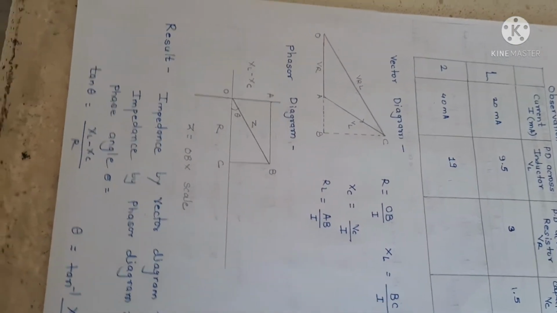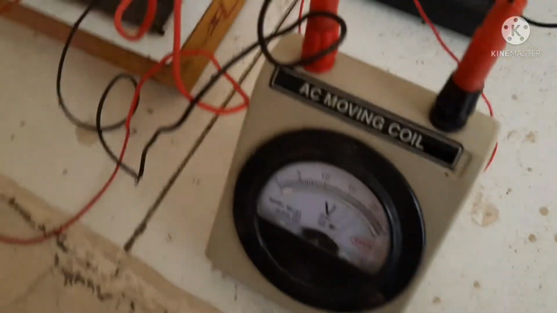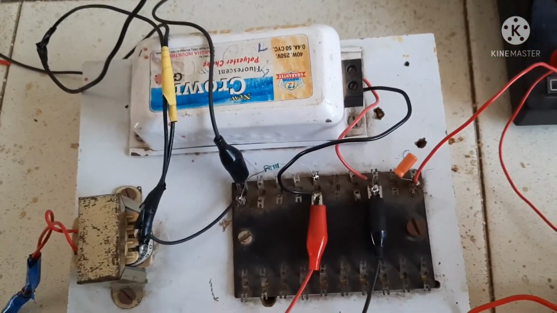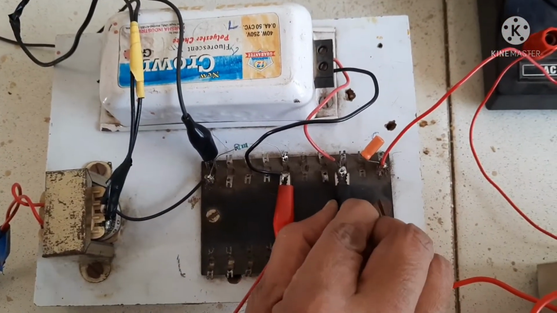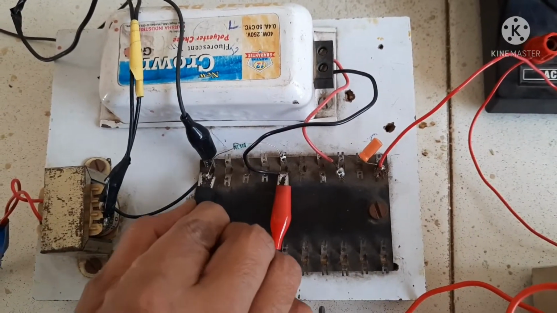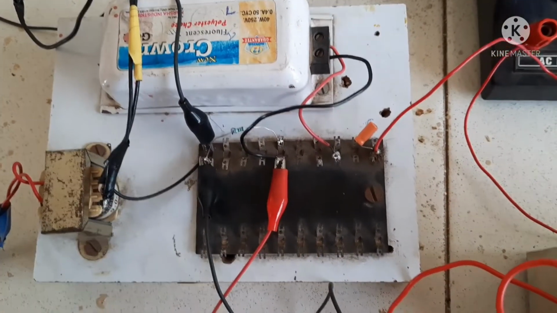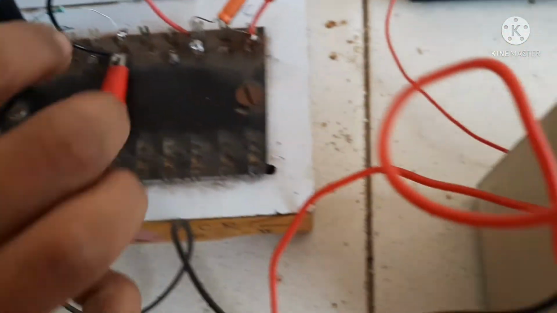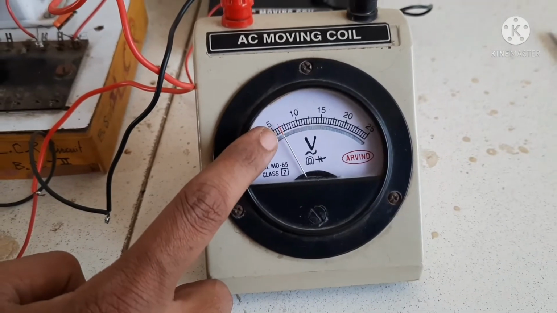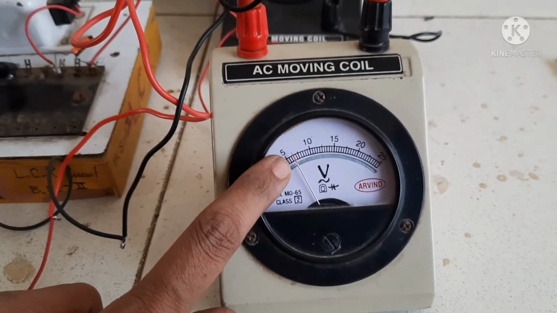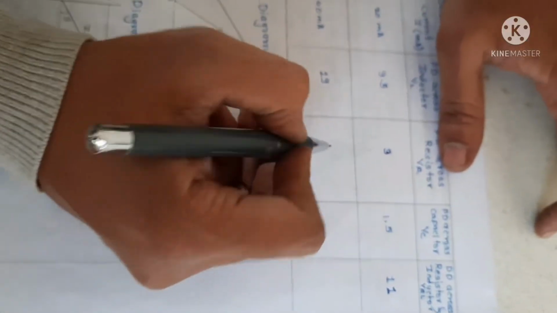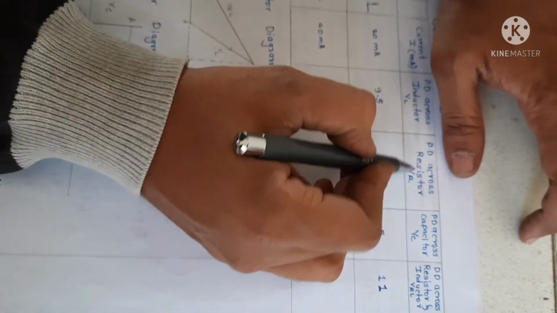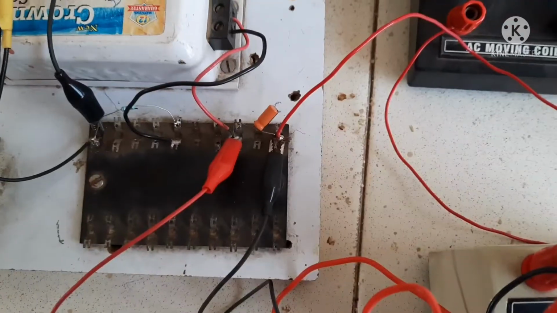Okay, now I am going to measure the potential difference across the resistor. I just remove this probe and connect it over here, and what I am getting is 6 volt. That is, the potential difference across the resistor is 6 volt. I will write 6 volt in the potential difference across resistor, that is the VR column.